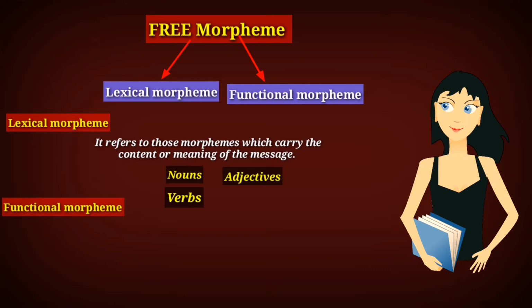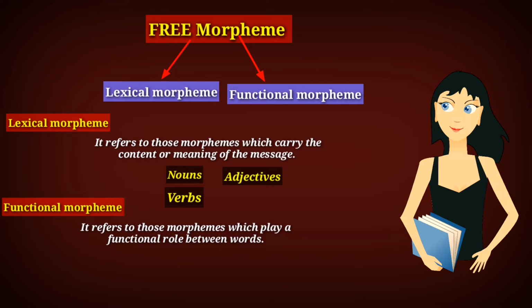Functional morpheme. So what is a functional morpheme? It refers to those morphemes which play a functional role between words. Again the question may be arising in your mind: what are those words which are supposed to be called functional morphemes? They are conjunctions, prepositions, articles, and pronouns, because they do not carry the content of the message but play a role as functional words.